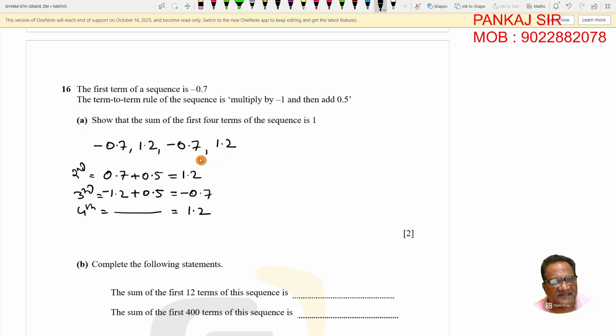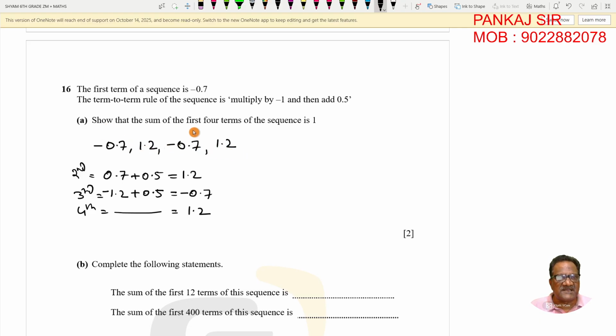So I am getting a kind of sequence where the alternate terms are becoming equal. Minus 0.7 is the first term, the third term is also minus 0.7, and the fifth term will also be minus 0.7. So all the odd terms are going to be minus 0.7, and all my even terms are going to be 1.2. That is what I can see, right?